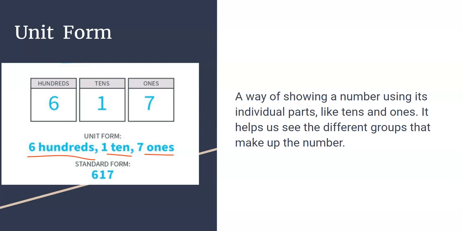All right, one vocabulary word that I forgot to go over, or two of them. One is standard form, and this is how we usually see our numbers, like 617. We represent our number with digits. And word form is when we write out our words. So instead of digits, we use words to express that number.